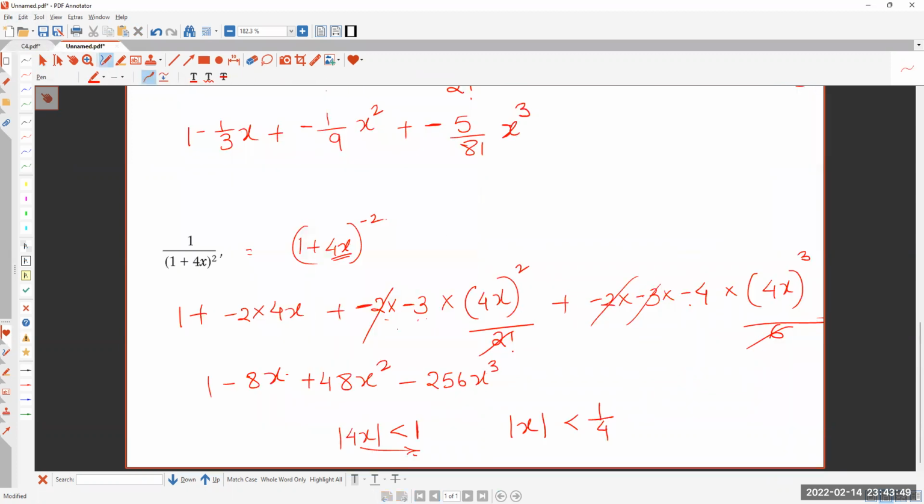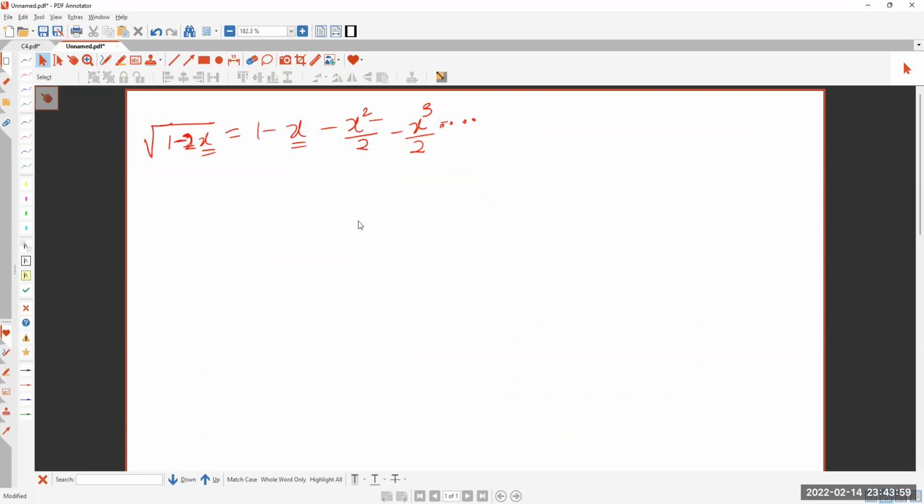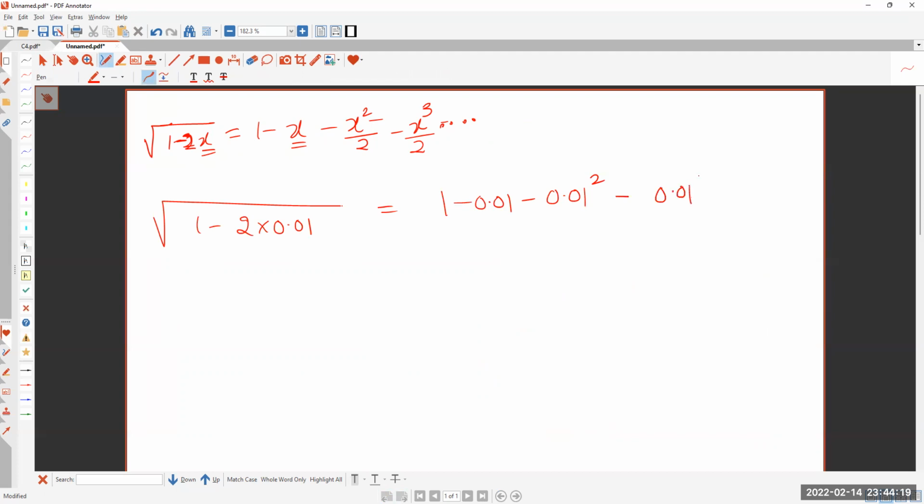Let me just write it down here in the new page. When x equals 0.01, can I do 1 minus 2 into 0.01 is equal to 1 minus 0.01 minus (0.01) whole square minus (0.01) whole cube divided by 2?